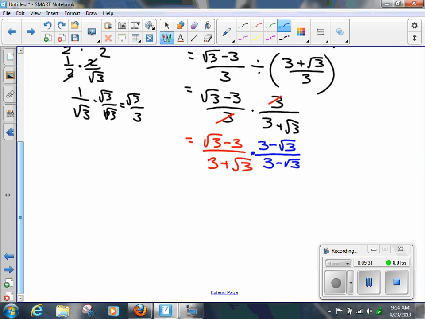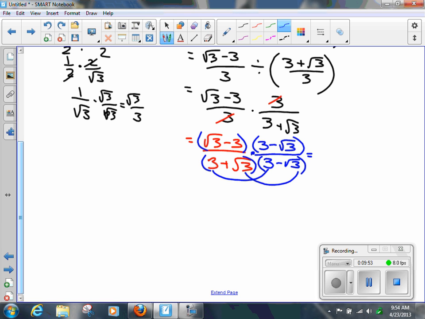Right on? We have to FOIL on the top. And then we have to FOIL on the bottom, but we're only going to multiply the first and the last. Why? Because the innards cancel out. Okay, so here we go.